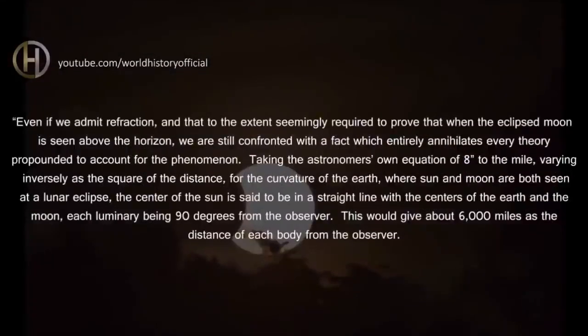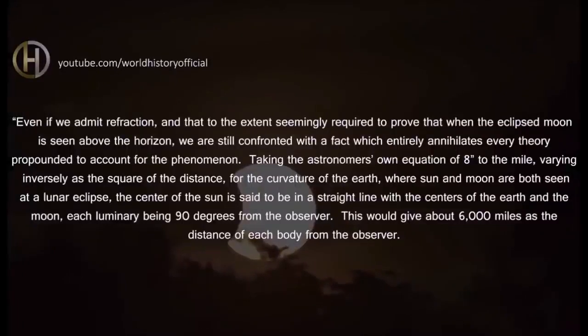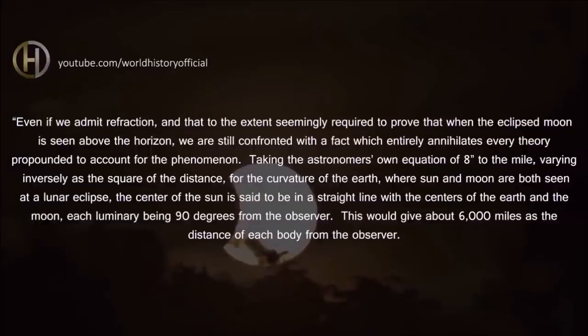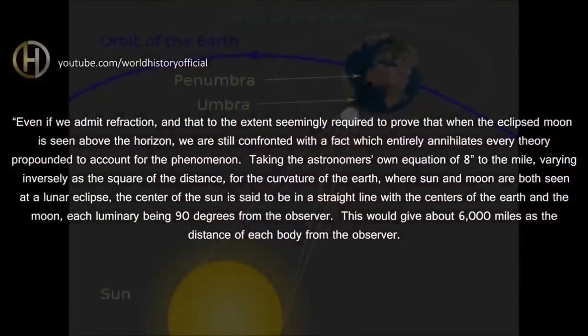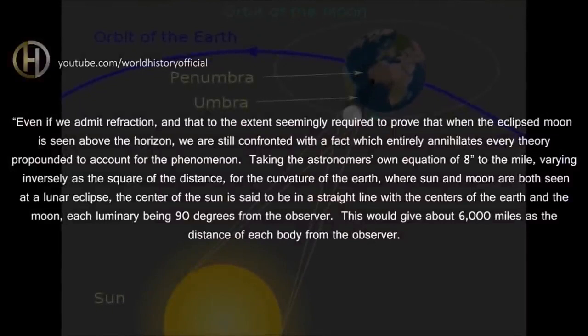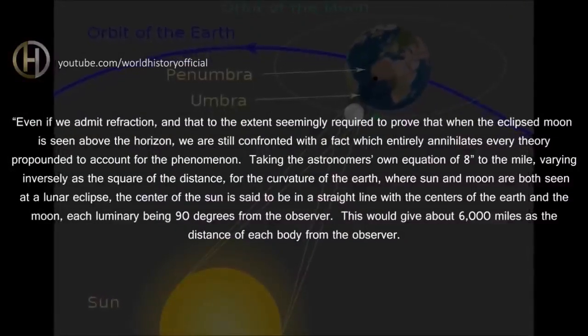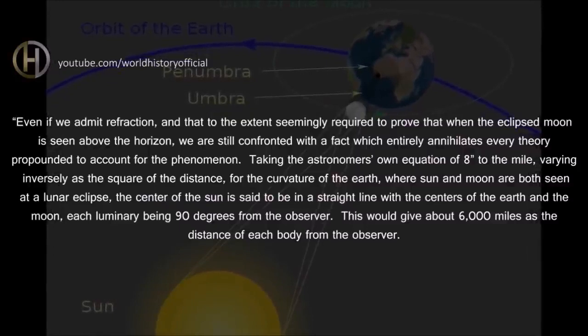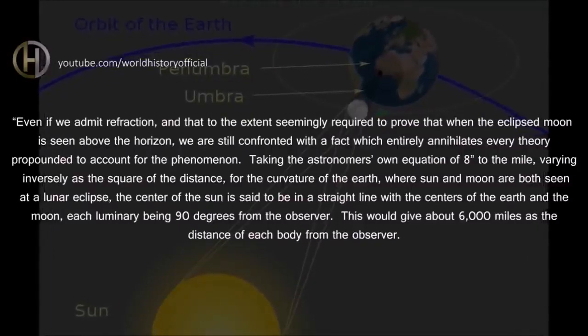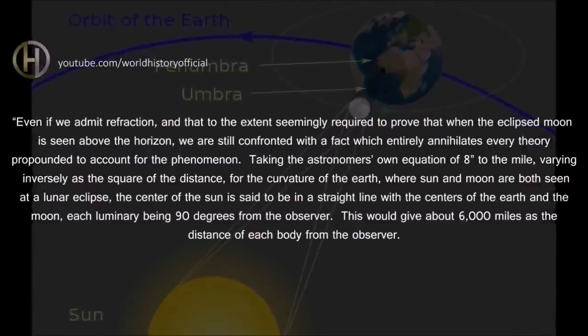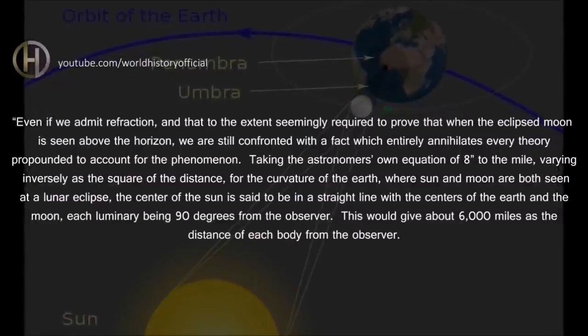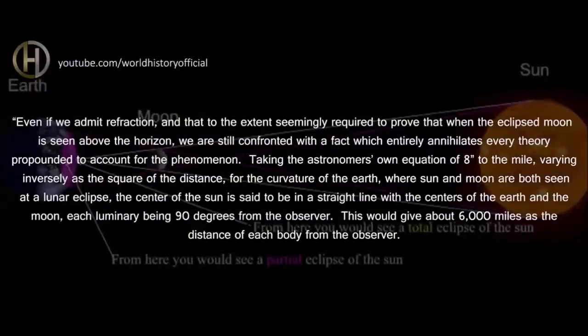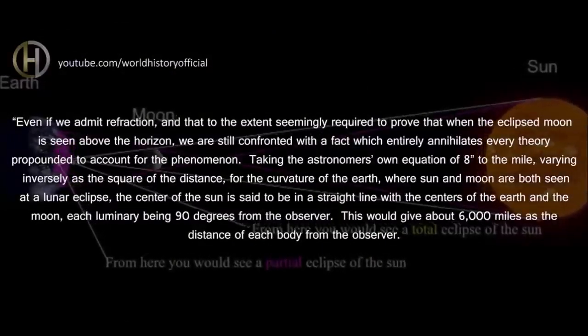Even if we admit refraction, and that to the extent seemingly required to prove that when the eclipsed moon is seen above the horizon, we are still confronted with a fact which entirely annihilates every theory propounded to account for the phenomenon. Taking the astronomer's own equation of 8 to the mile, varying inversely as the square of the distance, for the curvature of the Earth, where Sun and Moon are both seen at a lunar eclipse, the center of the Sun is said to be in a straight line with the centers of the Earth and the Moon, each luminary being 90 degrees from the observer. This would give about 6,000 miles as the distance of each body from the observer.